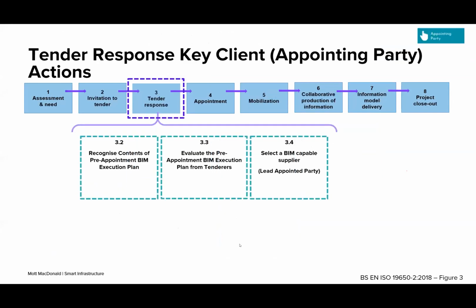Okay, so the next couple of sections that we're going to cover. We're going to talk through the contents of the BIM execution plan at the pre-appointment stage, talk about some methodologies for evaluating it, and then just summarize with the process of selecting a capable supplier.